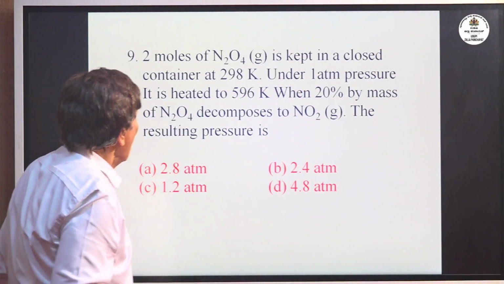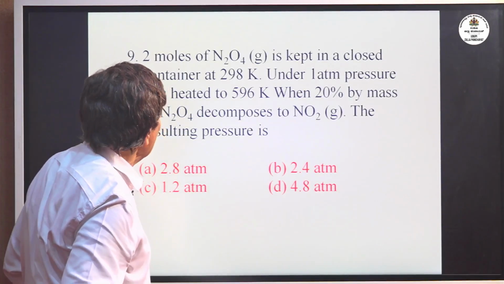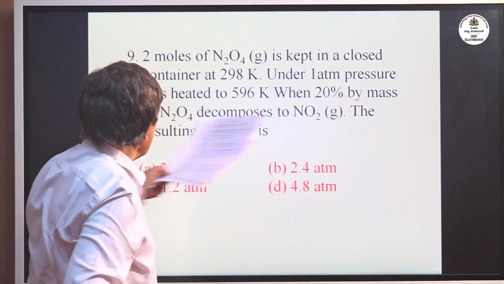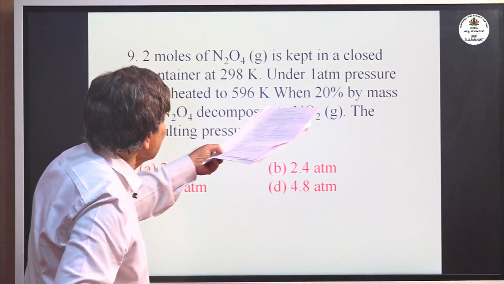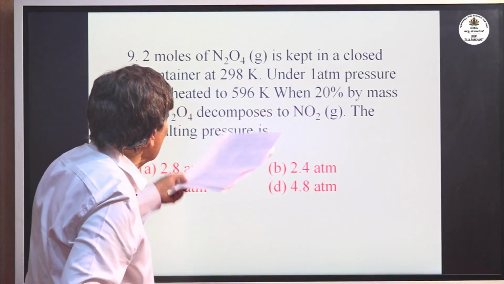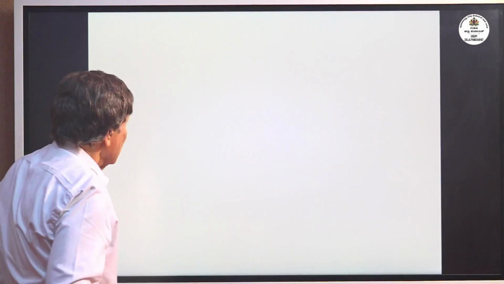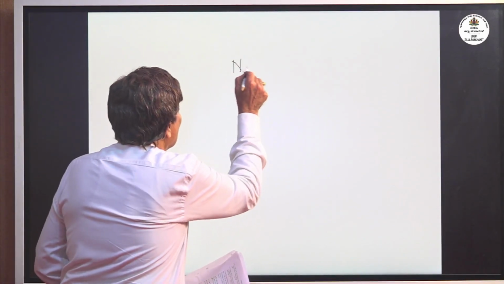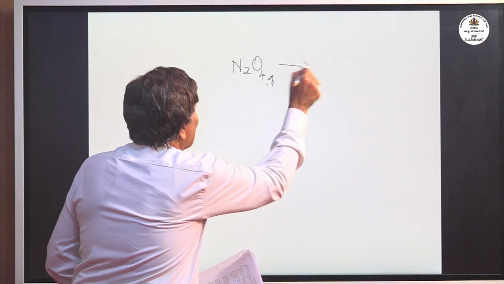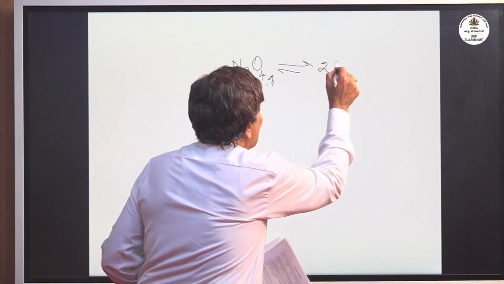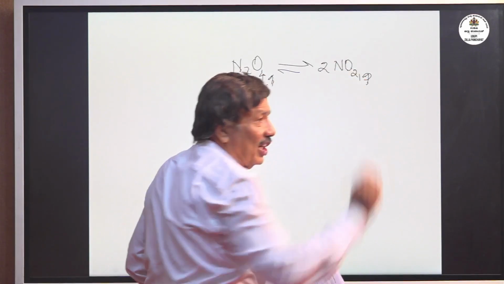Next one, that is the ninth one. 2 moles of N2O4 is kept in a closed container at 298 Kelvin under 1 atmosphere pressure. It is heated to 596 Kelvin when 20% by mass of N2O4 is decomposed. Let me write the reaction. Yes. So N2O4 gas giving 2NO2. Reaction stoichiometry is very important.